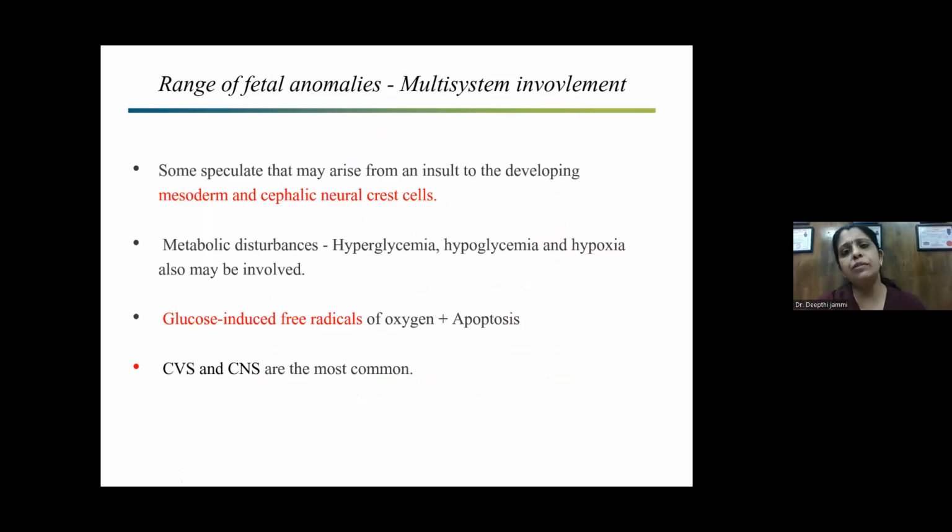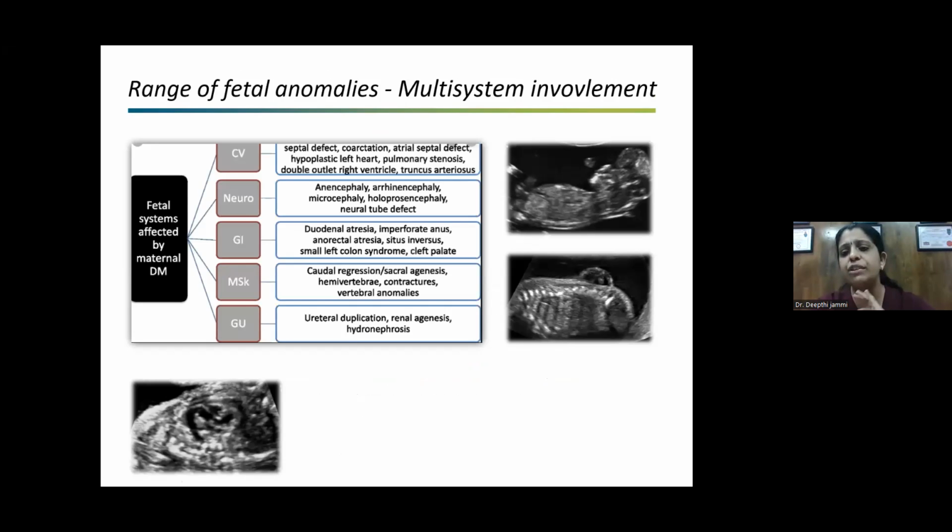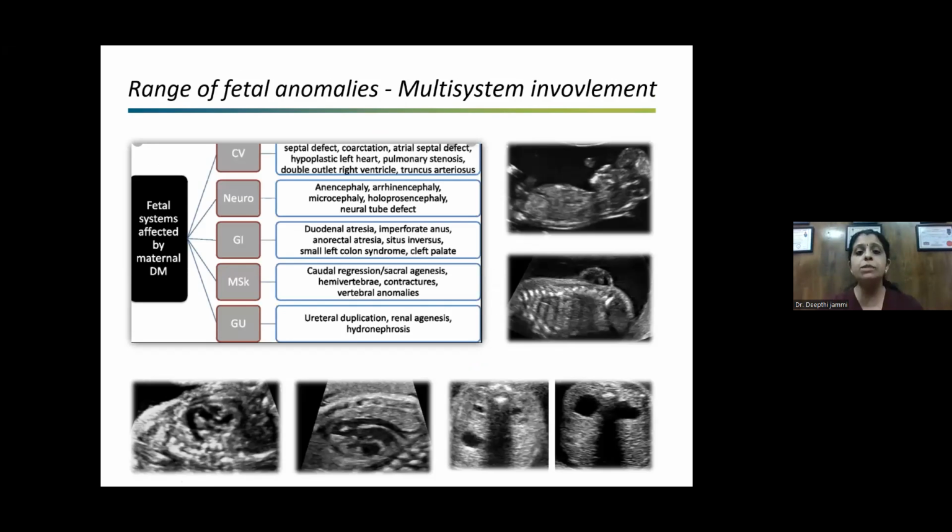So then what is the range of abnormalities? As I already told you, both CNS and fetal heart. In the developing embryo, the cephalic neural crest cells and the mesoderm get affected when there is hyperglycemia, with increased release of free radicals along with apoptosis. As I told you, there is a varied range of defects you can identify. The commonest are cardiac anomalies, where you could have an ASD, VSD, or an outflow tract abnormality, as you can see over here, or a truncus abnormality. In the CNS, what you could identify is as clear as acrania, anencephaly, or a neural tube defect.